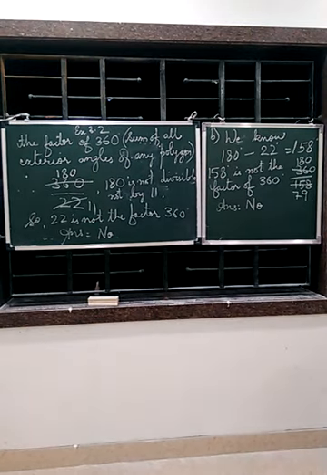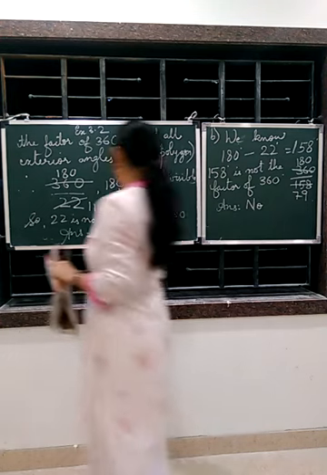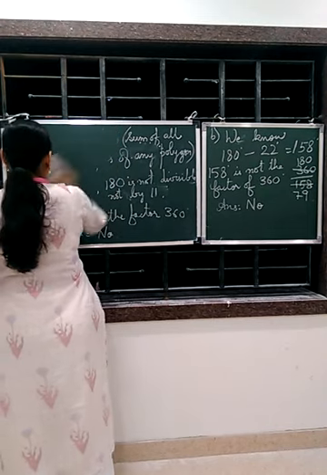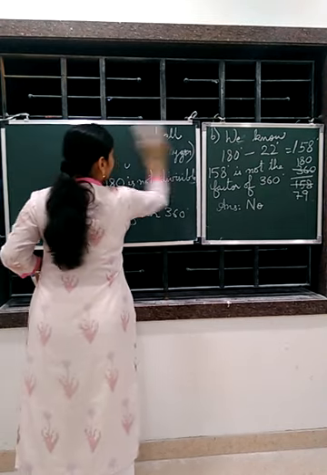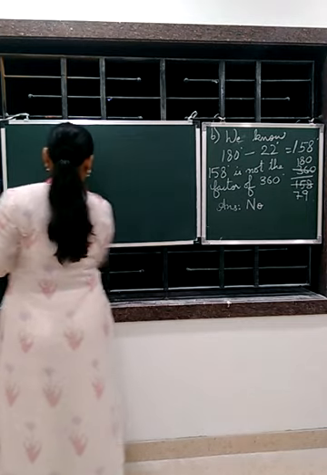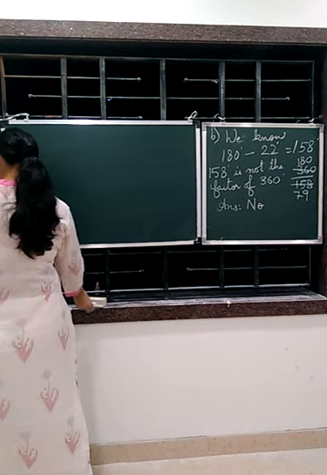Then comes question number 8. We start with question number 8. No, 6, sorry. Question number 6. A and B is there.